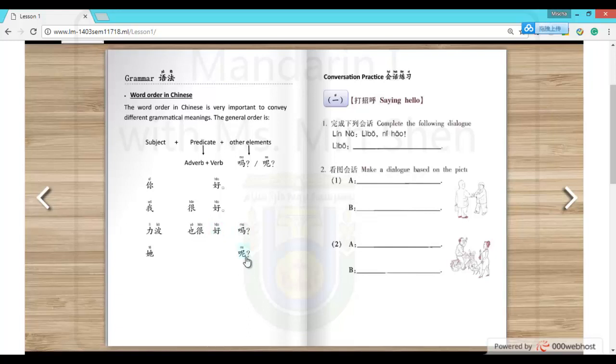And we have another particle making questions as well. 呢. The difference between these two: 嘛 goes with a completed sentence, but 呢 goes with words or the omitted question. 他 as the subject, and there is no predicate, so this is not a completed sentence. Then 呢 after it, 他呢? Then this is another question, but it's an omitted one, a short one. How about her? Or just say her.